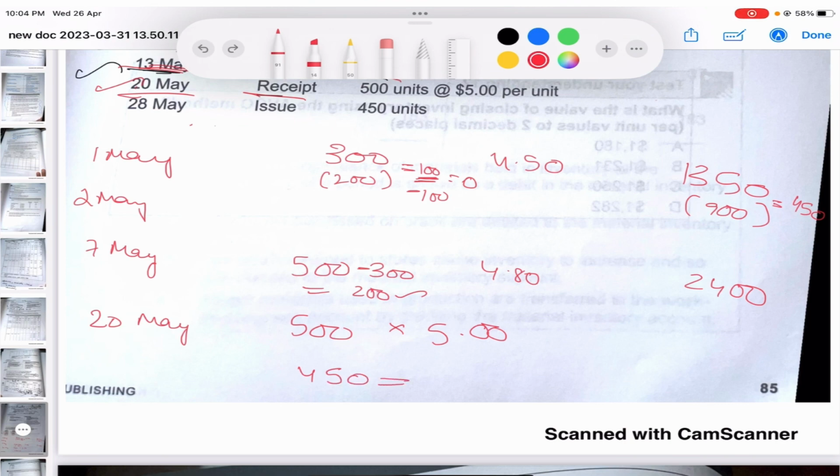So how am I going to do that? From the 450, I will minus my 200. So it becomes 0, and 450 minus 200 would give me 250. From here I will minus 250. So my stock which I am left with is only 250. 250 multiplied by 5.0, so I am only left with 1250.